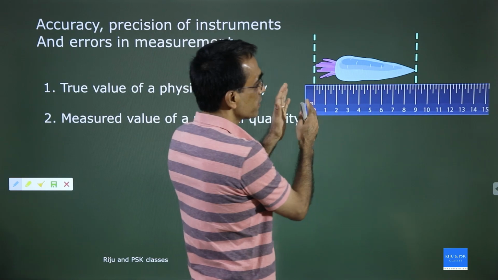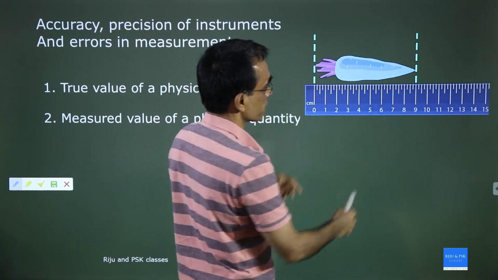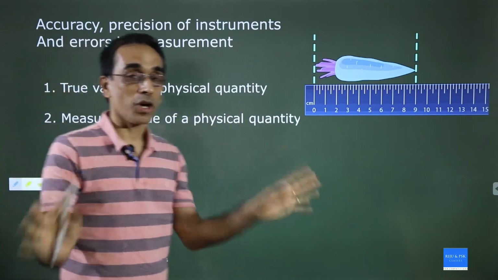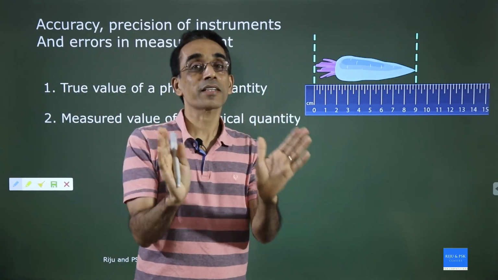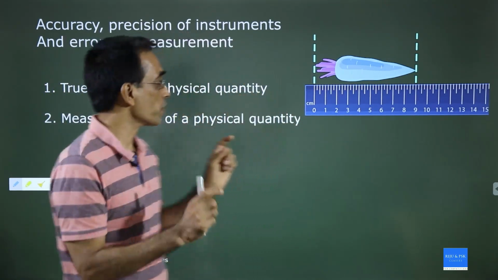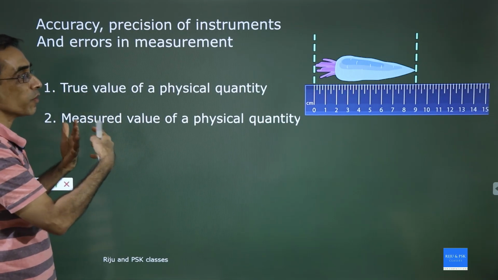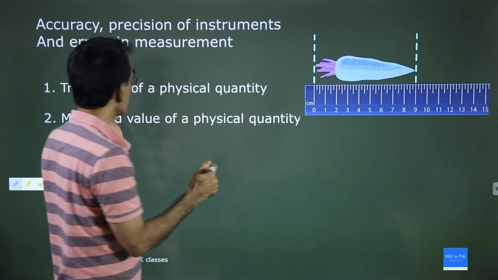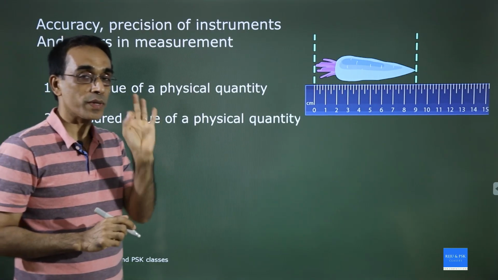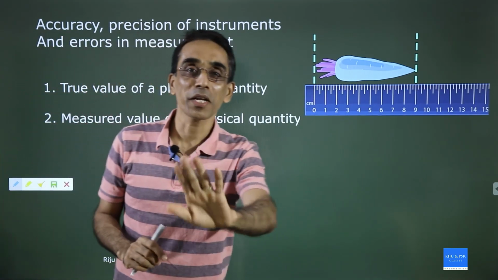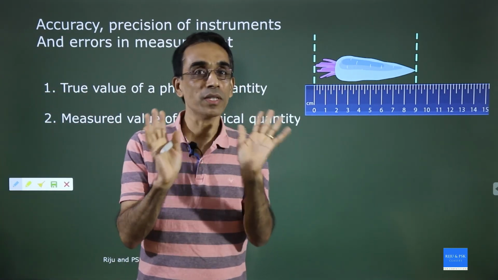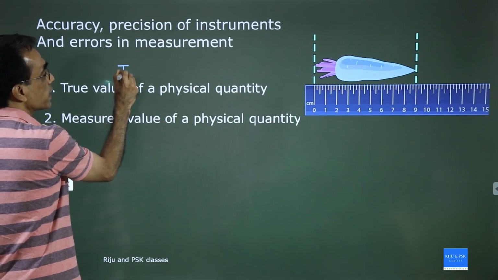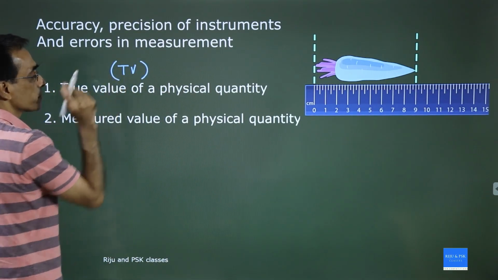So this carrot has got a certain length. It has got an actual length, whether you know it or not. It has a correct length, an original true value. That's what we call a true value, the real value of that quantity. It has got a real value. That's what we call a true value, the real value of anything, whether you know it or not. Okay. Many a times I will abbreviate this as TV, true value.